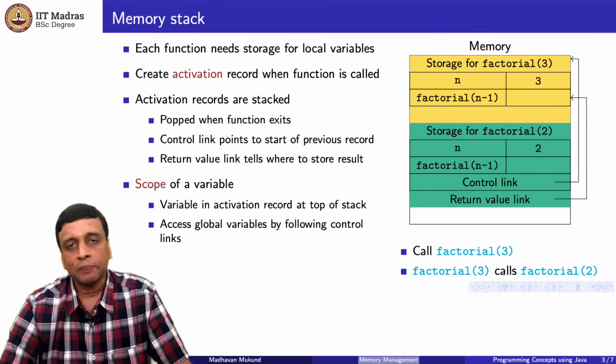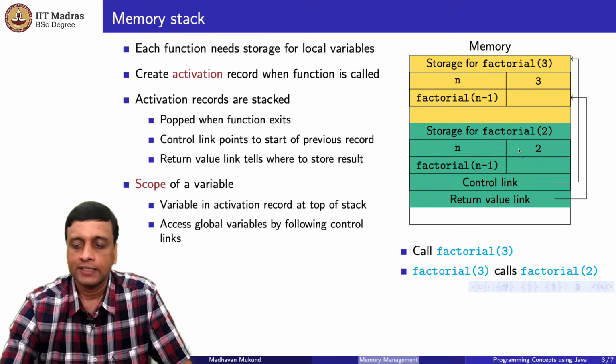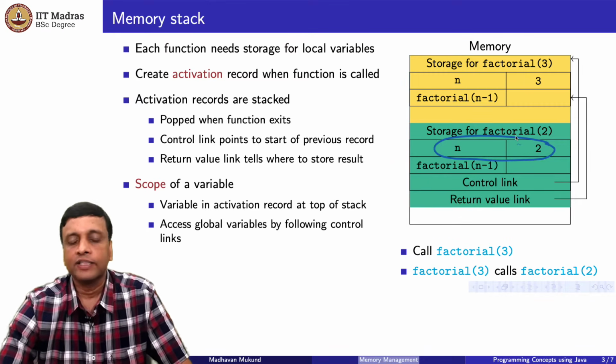So now with respect to this stack, we can talk about the scope of a variable. The scope of a variable basically says that if it is local to a function, it will be in the topmost function. So if I'm talking about n, for instance, at this stage when I have called factorial of 2, then the scope of n is this activation record. So I look at the top of the stack.